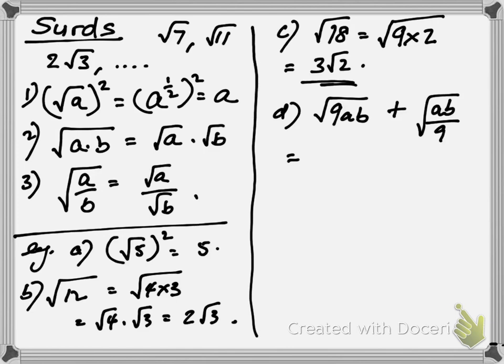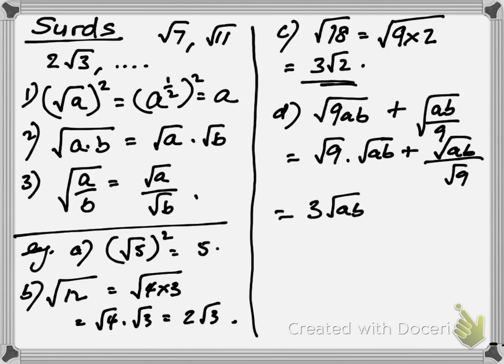So this will be square root of 9 times square root of ab plus square root of ab over square root of 9, and square root of 9 is 3, so you end up with 3 root ab plus root ab over 3. You can't simplify this any further. Of course, you could make this into a common denominator, but this is pretty much fine. You can leave it as it is.